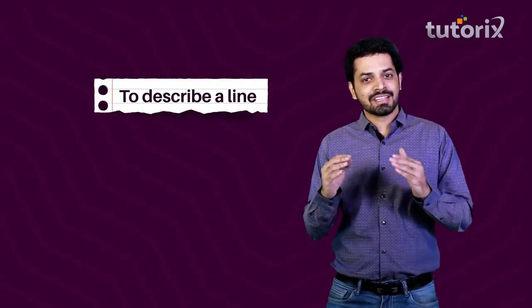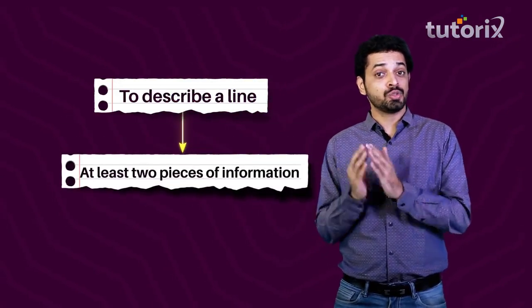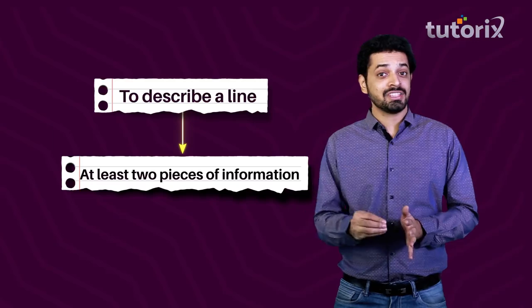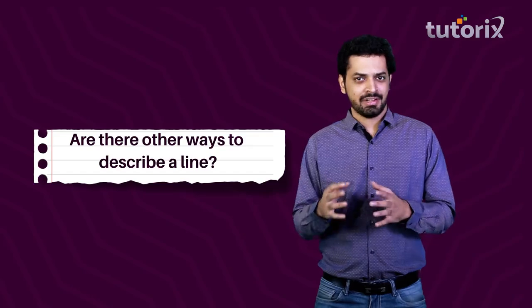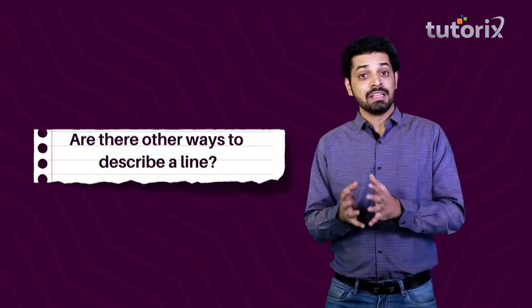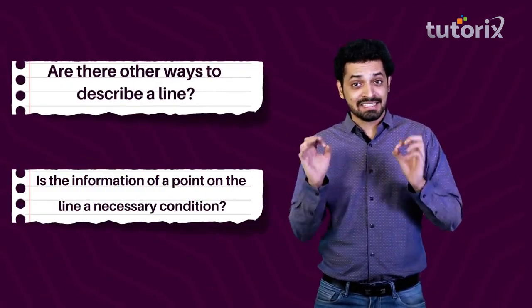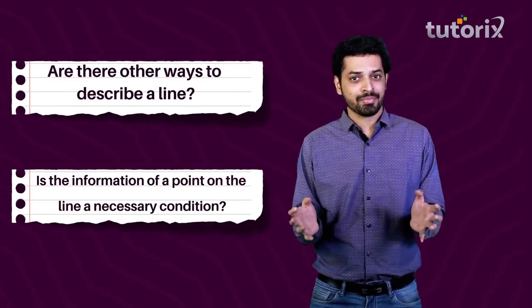So clearly from these two examples, we can tell that to describe a line geometrically, we need at least 2 pieces of information using which we can write an equation for the particular straight line. Now naturally, few questions arise. Are there other ways to describe a line so that we can write different forms of equation? Is the information about a point on the line necessary to write an equation of a line?